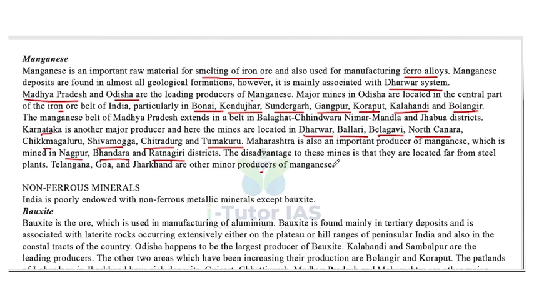The disadvantage of these mines is that they are located far from steel plants. Now Telangana, Goa, and Jharkhand are the other minor producers of manganese. They also produce manganese, but in minor quantity.